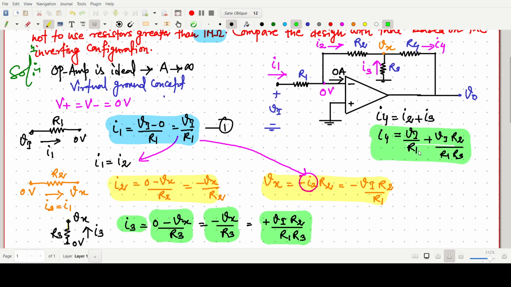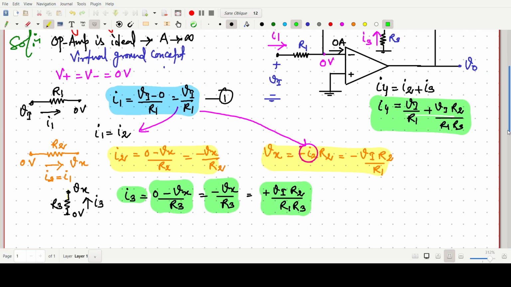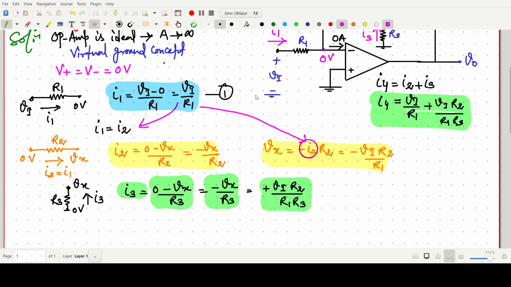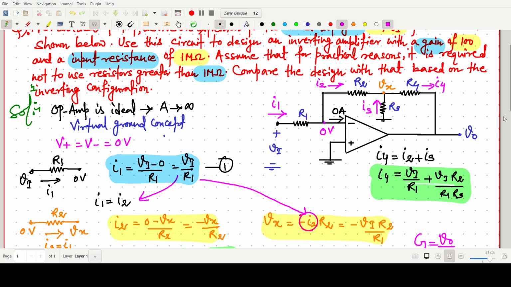Now we have to find the gain value, we can say the overall closed loop gain. That is our G, we have to find V naught by Vi. Now V naught is not involved in all these equations, so what can we do now? We have to apply Kirchhoff's voltage law in this loop. I am saying this one is our V naught.